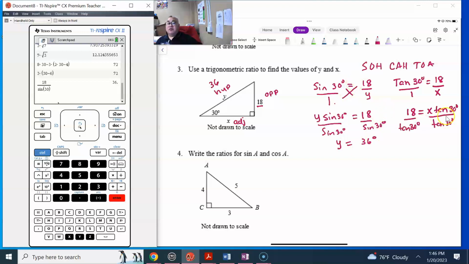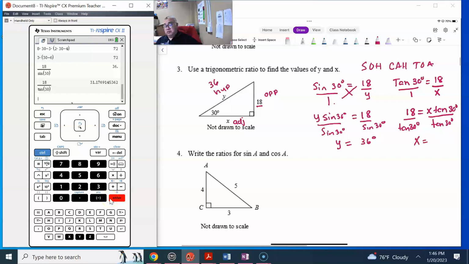So let's go ahead and go to our calculator. We have 18 divided by tangent of 30, and you get 31.17. So I'm just going to say 31, so x equals 31. And remember, it is in degrees. It's really important that you remember your mnemonic statement: sine, opposite over hypotenuse; cosine, adjacent over hypotenuse; and tangent, opposite over adjacent.